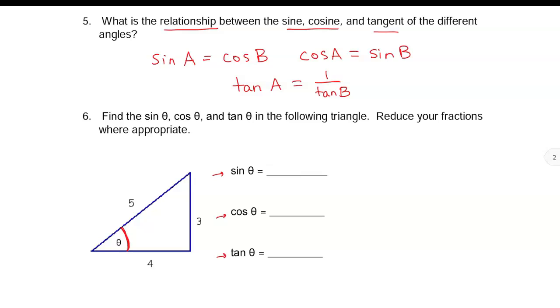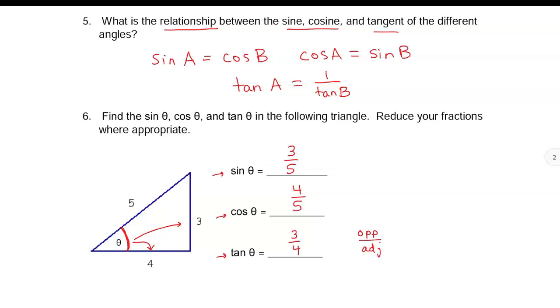The sine of theta is going to be opposite over hypotenuse, so that's 3 over 5. Cosine of theta is adjacent over hypotenuse, which is 4 over 5. And then tangent, remember, is opposite over adjacent, which is 3/4.